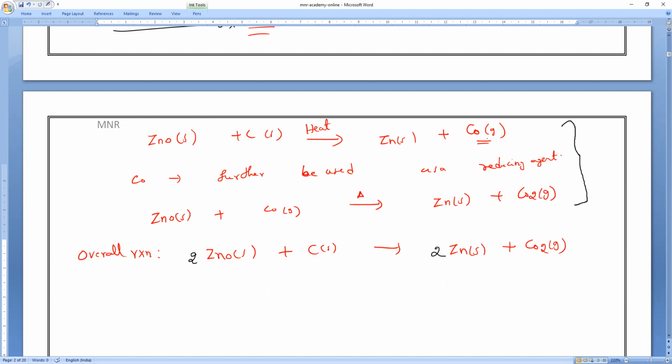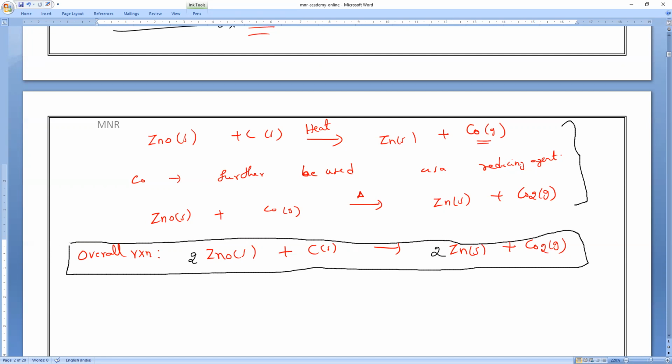First carbon monoxide is produced, and this carbon monoxide further reacts with the zinc oxide as a reducing agent. Then they will produce just zinc plus carbon dioxide. So that is why we write this overall reaction of reduction of zinc oxide by using carbon. Carbon means either coke or coal we will use. Is it okay, everybody? Clear?